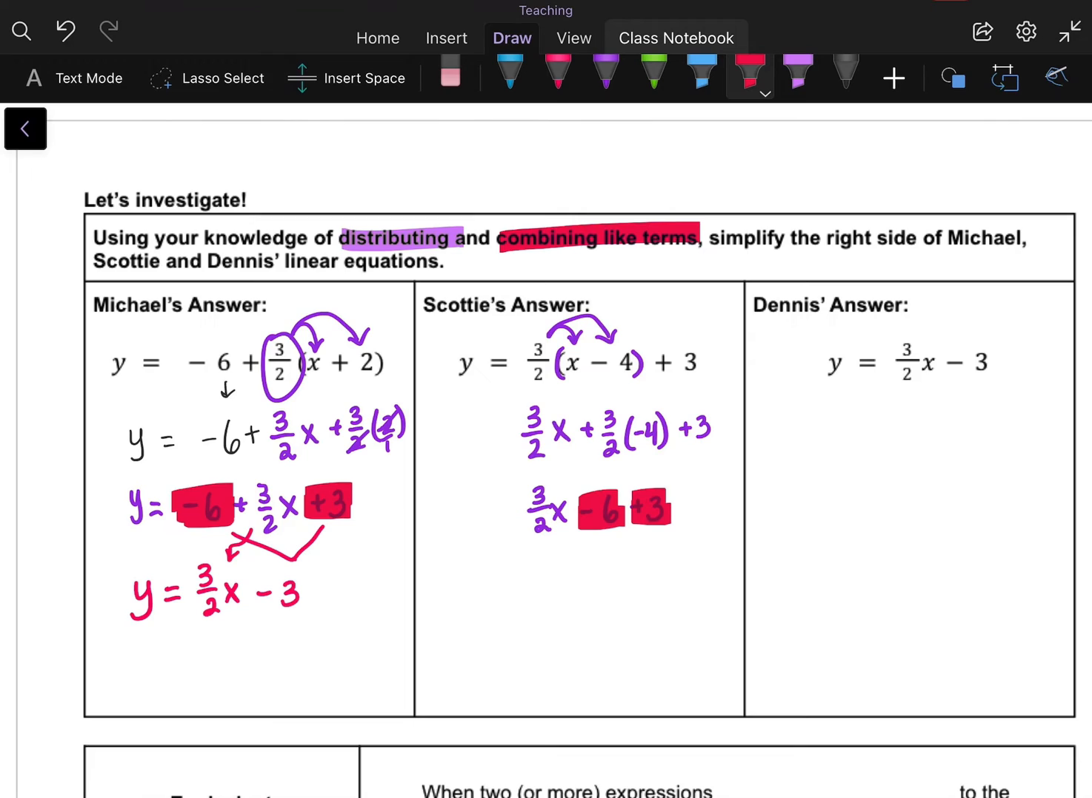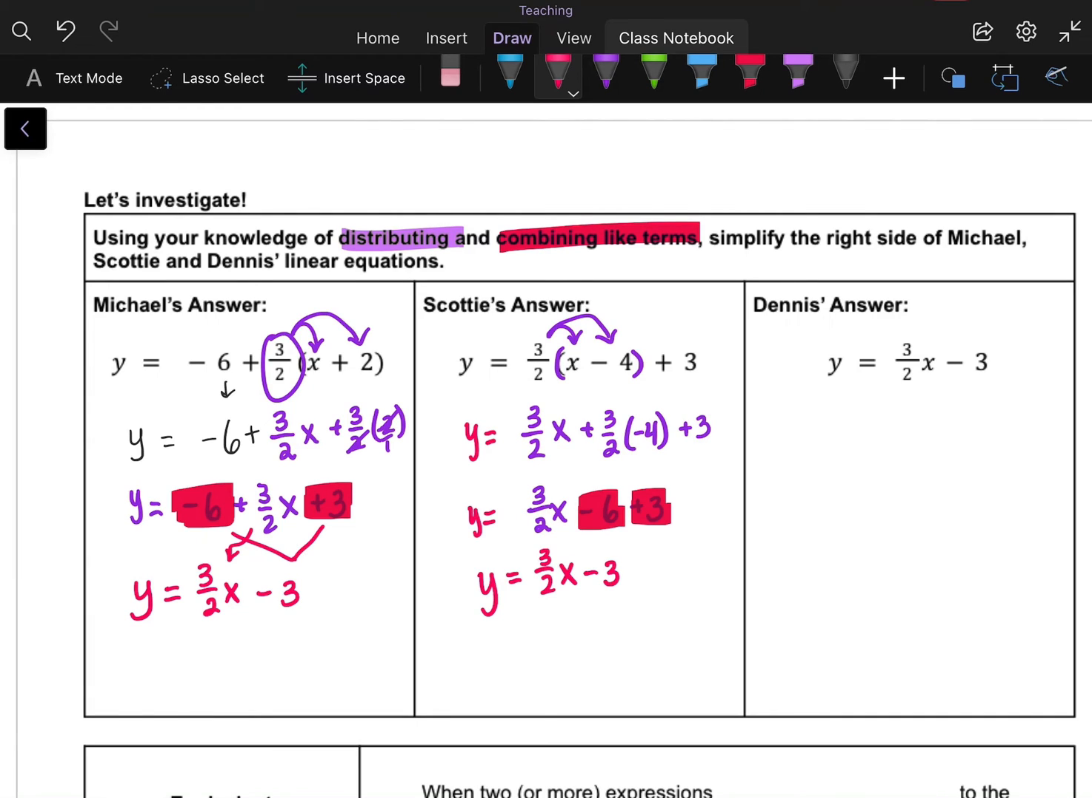So I'm going to add together the negative 6 and positive 3. Those two combine to be negative 3, right? Negative 6 plus 3, and then that 3 over 2 times x does not change. And this whole time we still had our y equals on the left side. So Scotty's answer simplifies to y equals 3 over 2x minus 3.